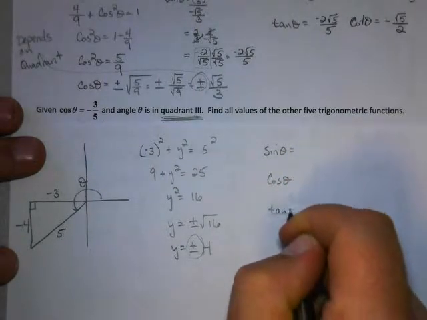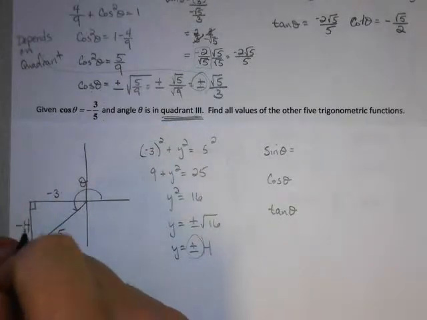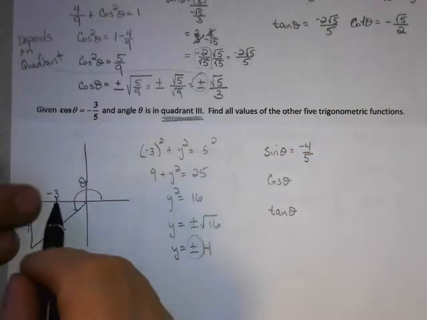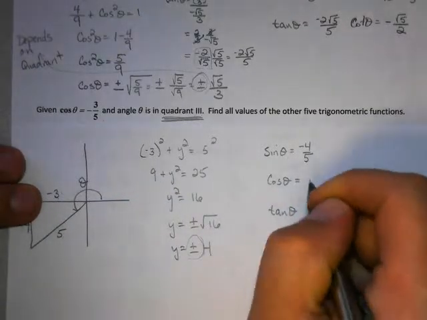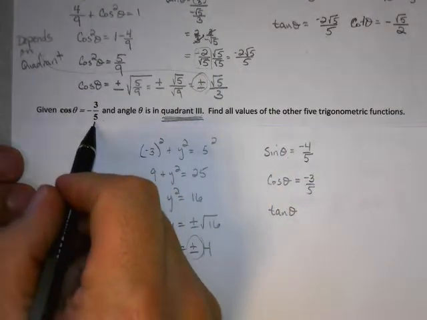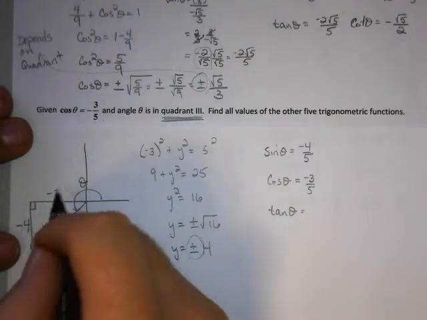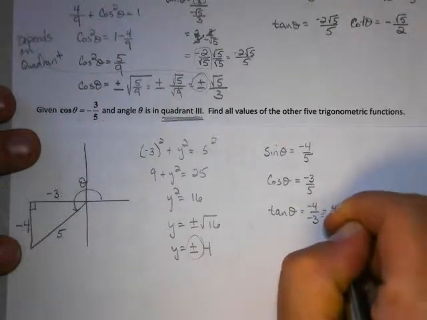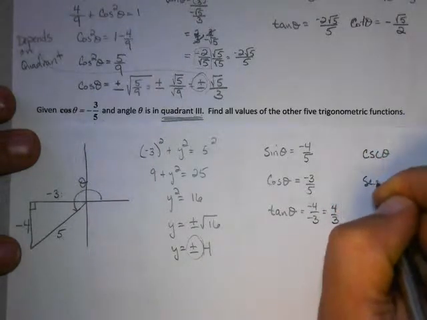So sine theta is y over r, or opposite over hypotenuse, negative 4/5. Cosine theta is adjacent over hypotenuse, or x over r, which is negative 3/5. But remember, that was the one that was given. And tan theta is y over x, or opposite over adjacent, negative 4 over negative 3, which reduces to 4/3. Now we can do the reciprocals. Cosecant theta, secant theta, cotan theta.